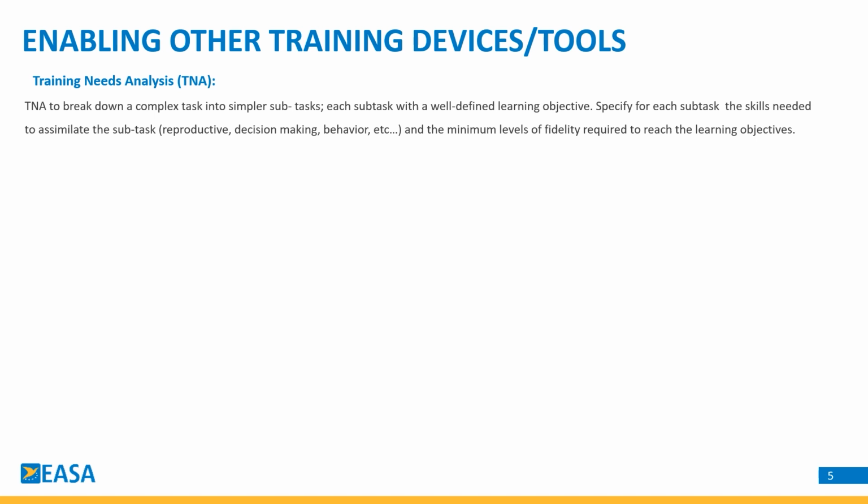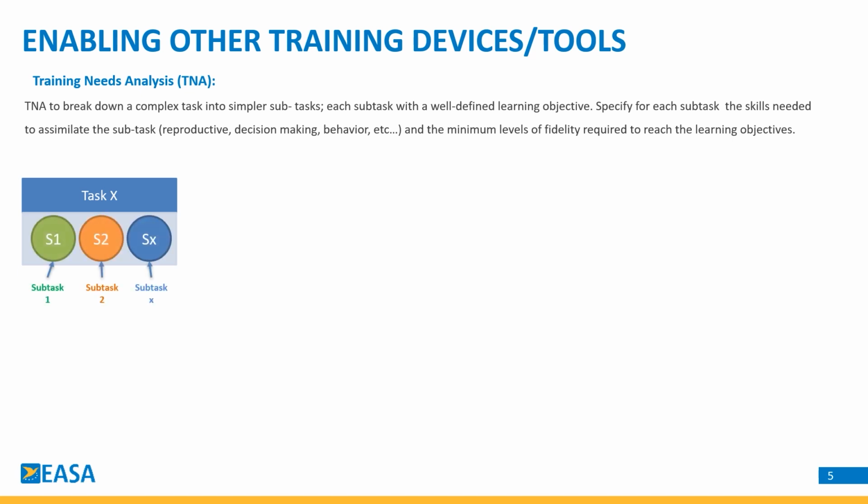So we'll just go in some additional details on the process. We start with the TNA to break down a complex task into simpler subtasks, and each subtask with a well-defined objective. Specify for each subtask the skills needed to assimilate the subtask and the minimum levels of fidelity that are required to reach the learning objectives. We have a complex task. We break it down in multiple subtasks. For each of these subtasks, we define the learning objectives, the required skills, and the required fidelity levels.